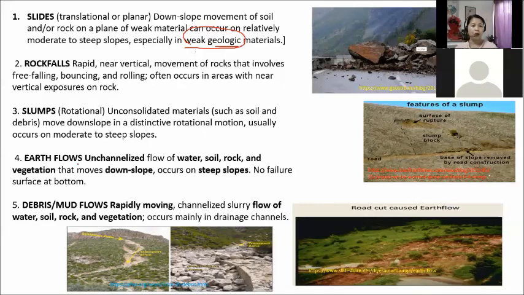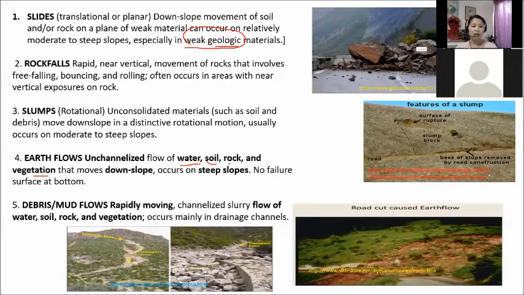Next is earth flows. This is unchannelized flow of water, soil, rock, and vegetation, kung meron, that moves downslope. Occurs on steep slopes. Ano ibig sabihin ng steep? Sharply angled slopes, no? No failure surface at the bottom. So this is the earth flow.